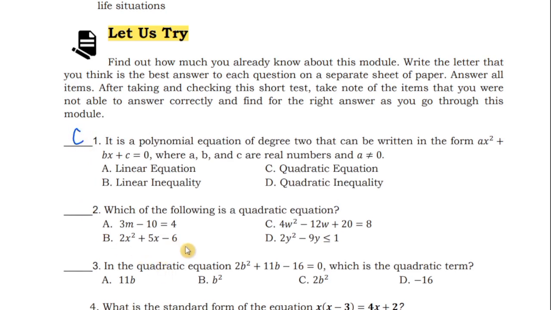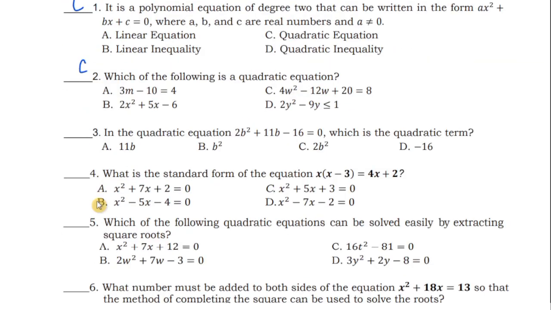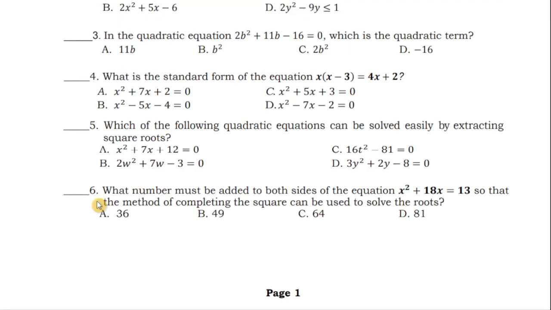Which of the following is a quadratic equation? A, 3m minus 10 equals 4; B, 2x squared plus 5x minus 6; C, 4w squared minus 12w plus 20 equals 8; and D, 2y squared minus 9y is less than or equal to 1. So the answer is C. Next problem: in the quadratic equation 2b squared plus 11b minus 16 equals 0, which is the quadratic term?